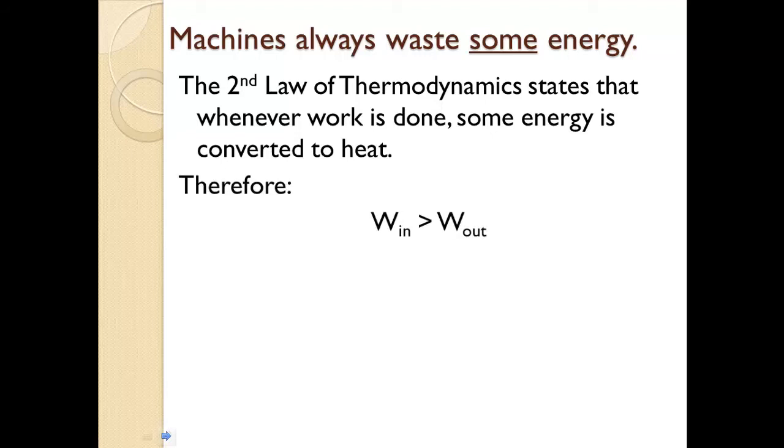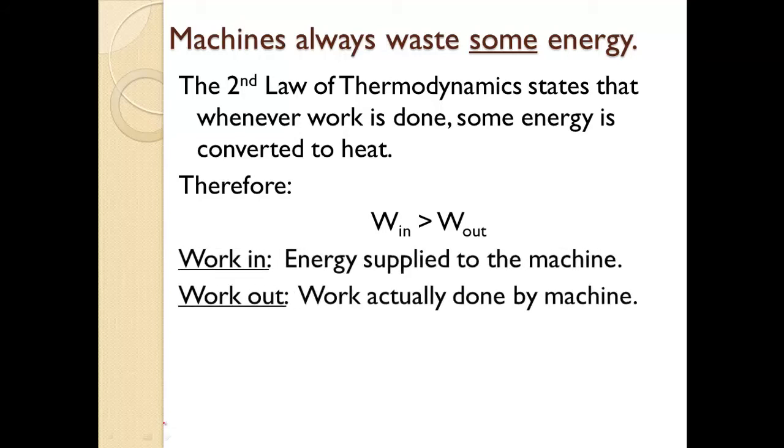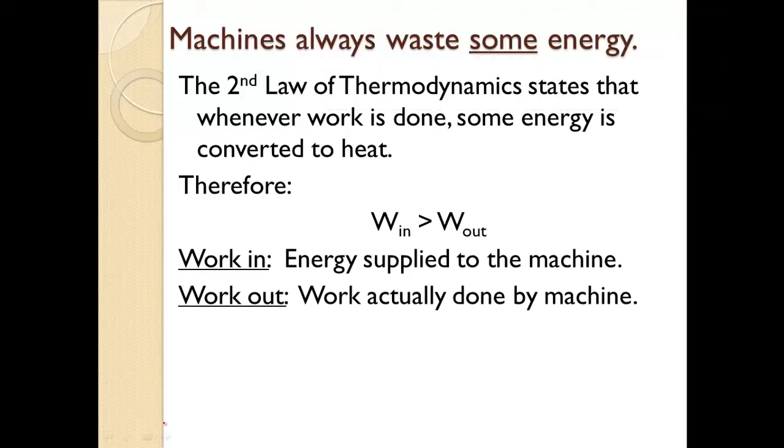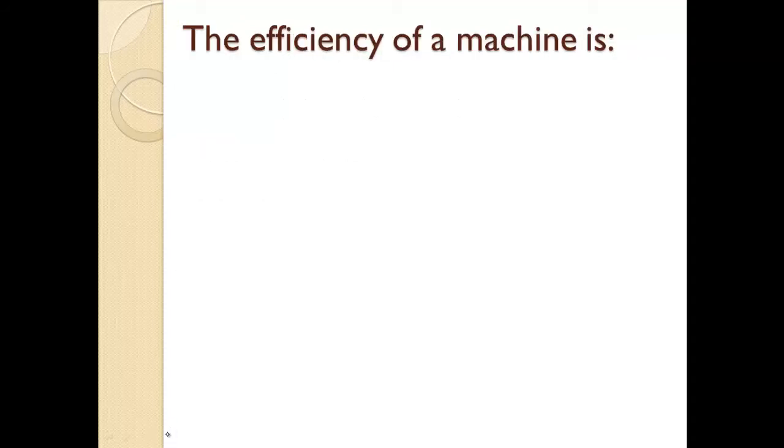Now, generally speaking, the work that we put into a machine is always going to be greater than the work output of the machine. Again, currently we don't have any machines that are 100% efficient. Therefore, the output work is always going to be a little smaller than the input work. The input work is just the energy supplied to the machine, where the output work is the work done by the machine. So we may input a certain amount of energy, however, the work that transpires because of that energy is always going to be less than the work we put in.